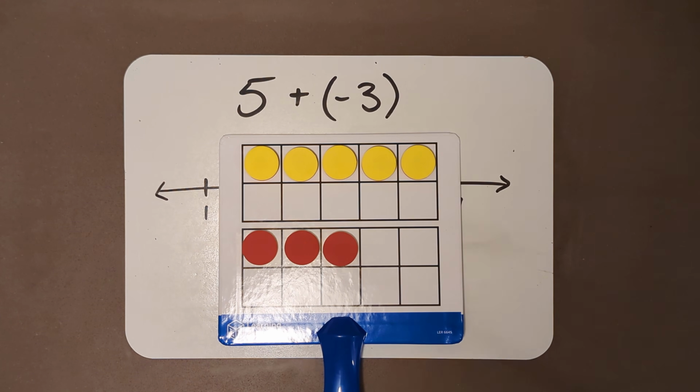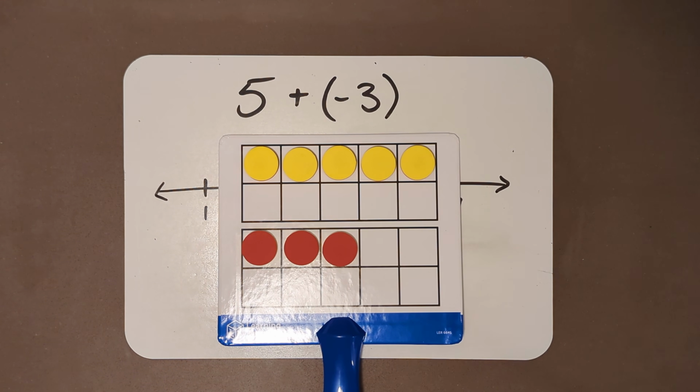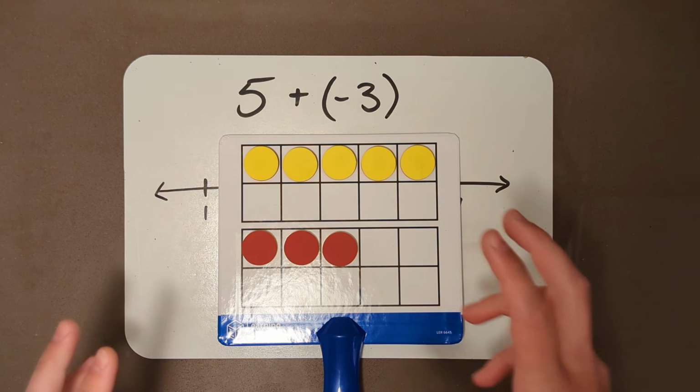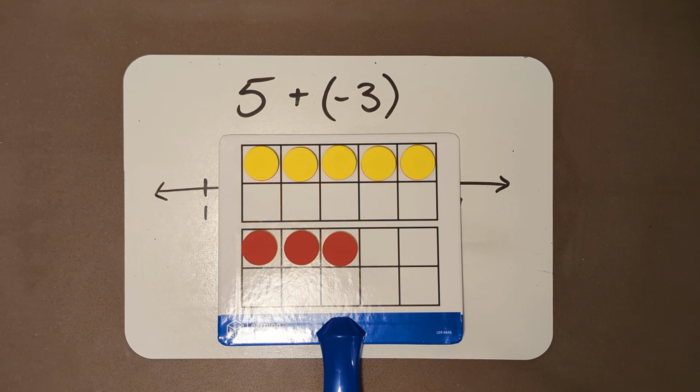In this video, we're going to talk about CRA models for integer addition reasoning. So we're going to start with some simpler examples. We have three different problems we're going to look at, all with negative signs in different places.